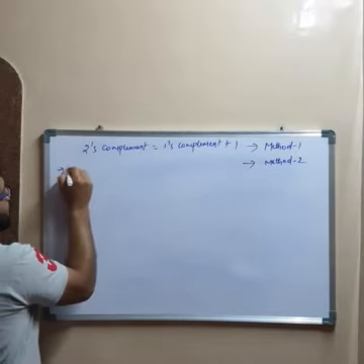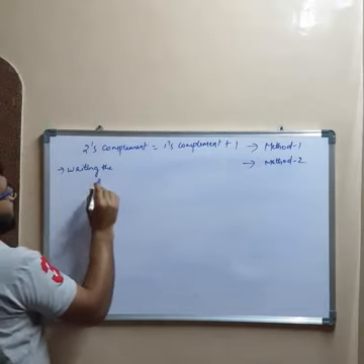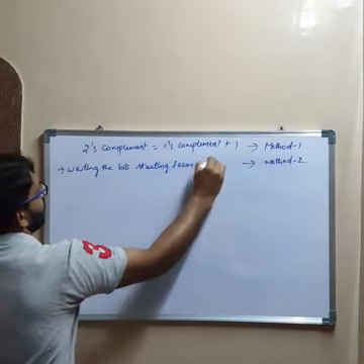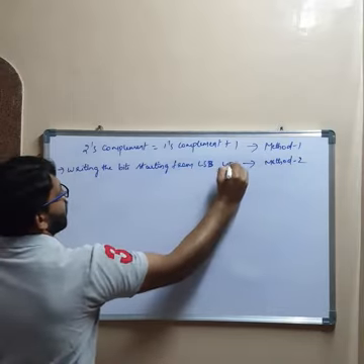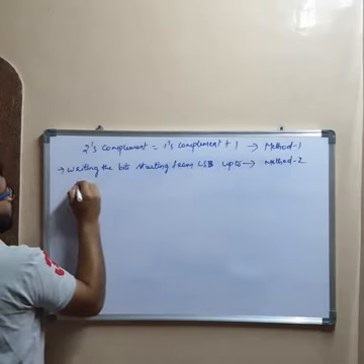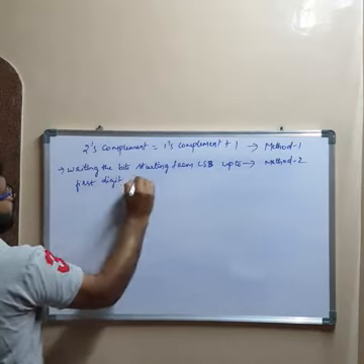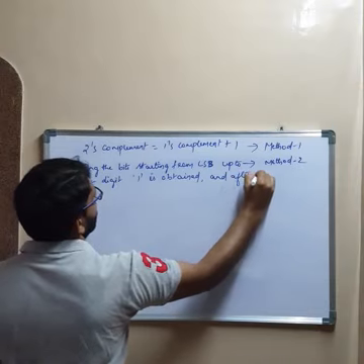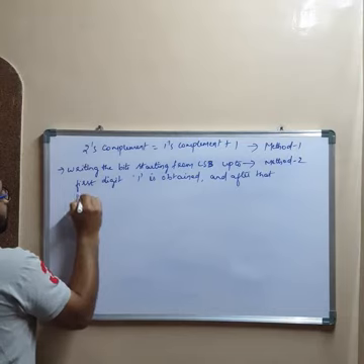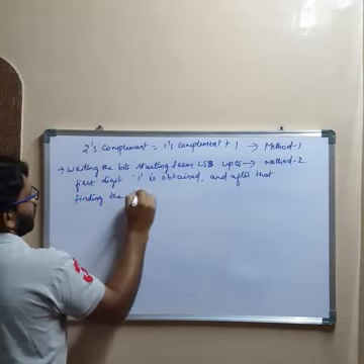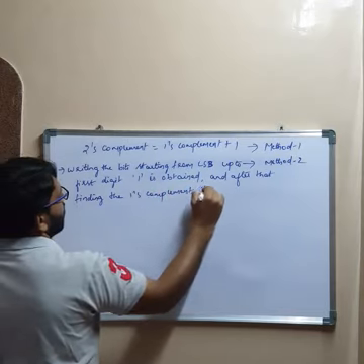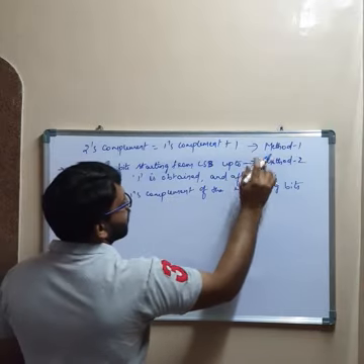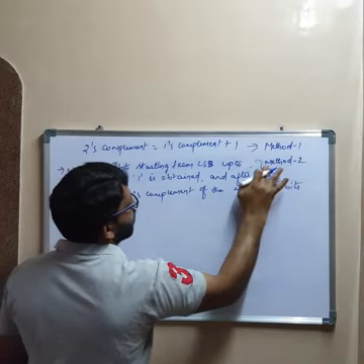Writing the bits starting from the LSB up to the first digit 1 that is obtained, and after that finding the 1's complement of the remaining bits. This is method 2.